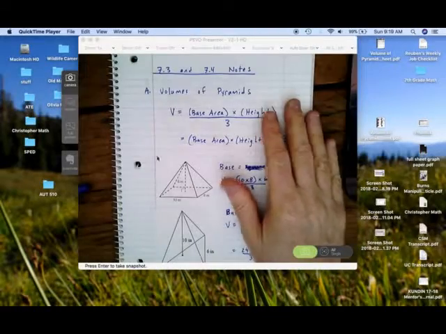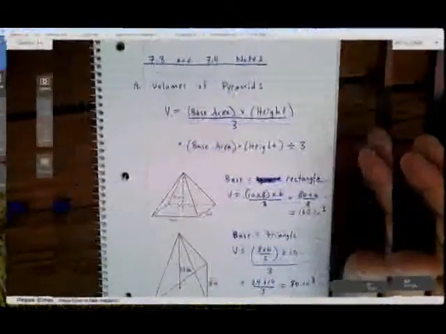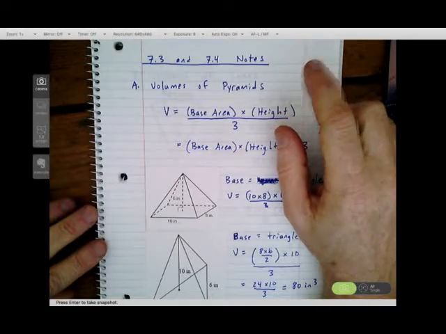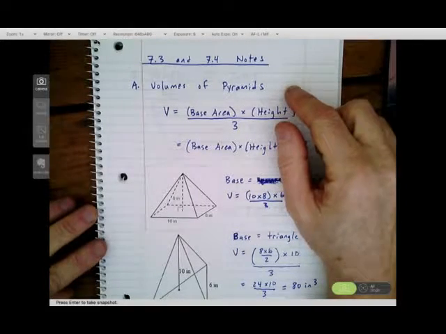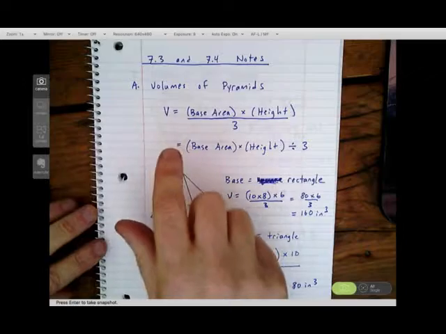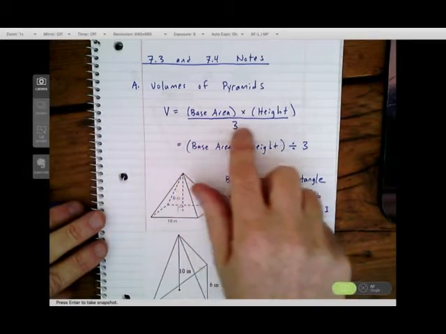Okay, here are the notes for sections 7.3 and 7.4. And in these sections, we're going to look at the volumes of pyramids and the volumes of cones. Okay, so we'll do pyramids first. And here's the formula for the volume of a pyramid.